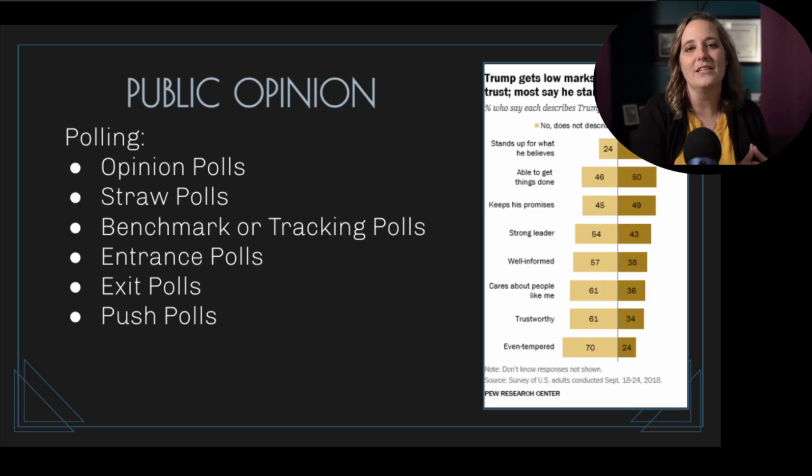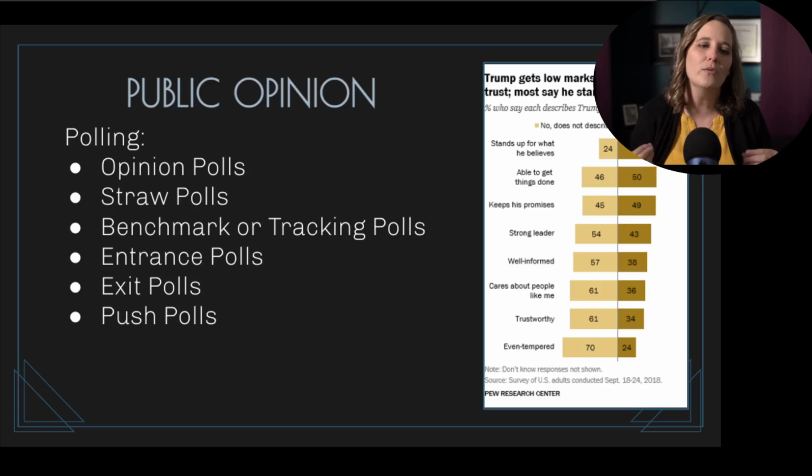So there's lots of different types of polls. The first is opinion polls, and these are an assessment of public opinion obtained by questioning a representative sample. And we're going to talk more about what a representative sample is here in a minute. Straw polls are more informal. They informally collect opinions of a non-random group. So again, we'll talk about what we mean by group and representative sample and things like that. But just know that straw polls are very informal polls.